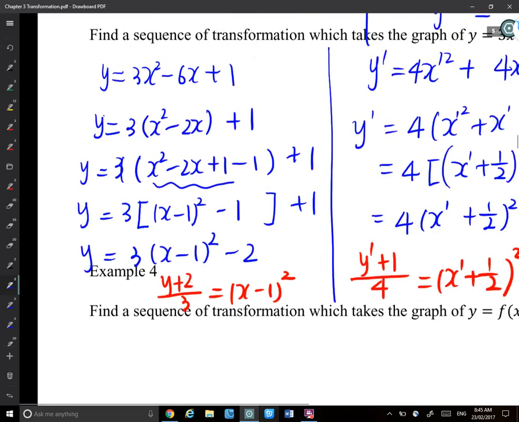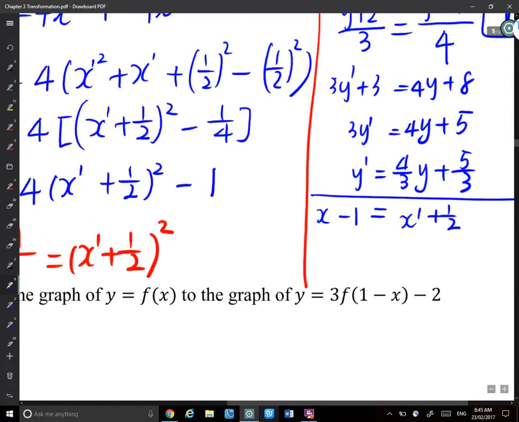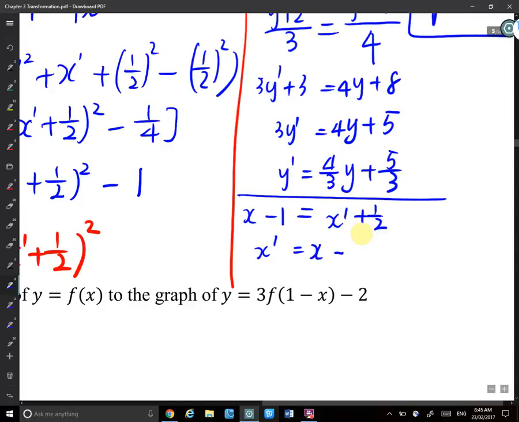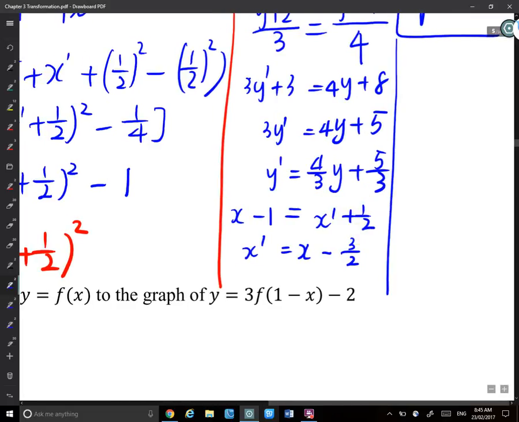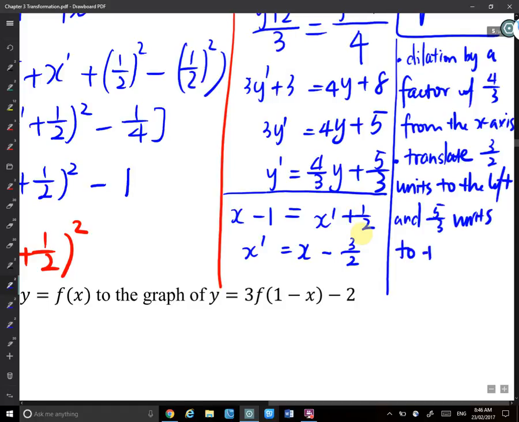And then for the x side, x minus 1 equals x dash plus a half. You don't need to include the square because both things are squared. So I just have x minus 1 equals x dash plus a half. So x dash equals x subtract 3 over 2. So there will be dilation by a factor of 4 on 3 from the x-axis. Then no reflection, translate 3 over 2 units to the left and 5 over 3 units to the right.